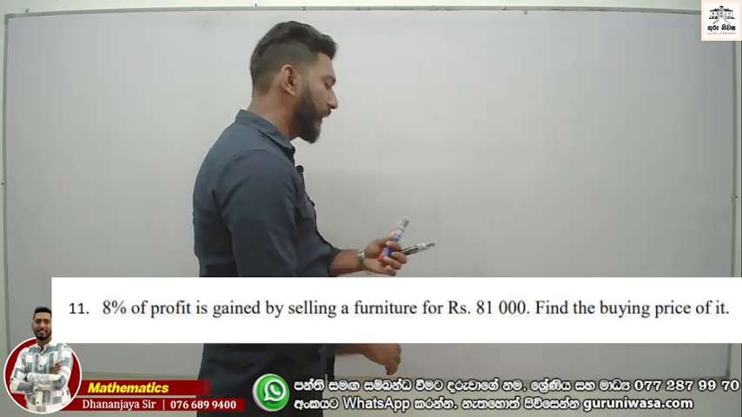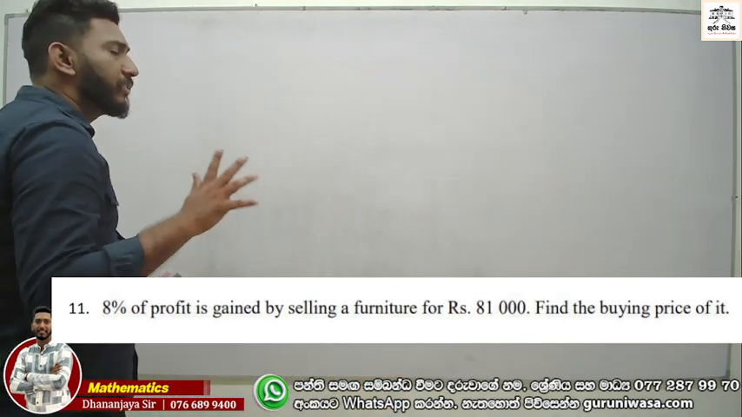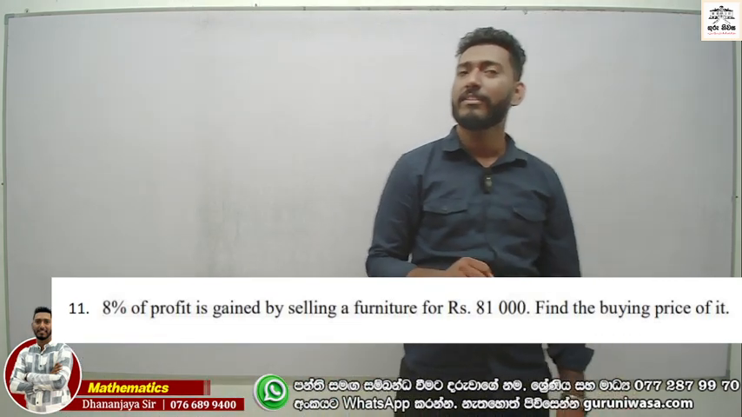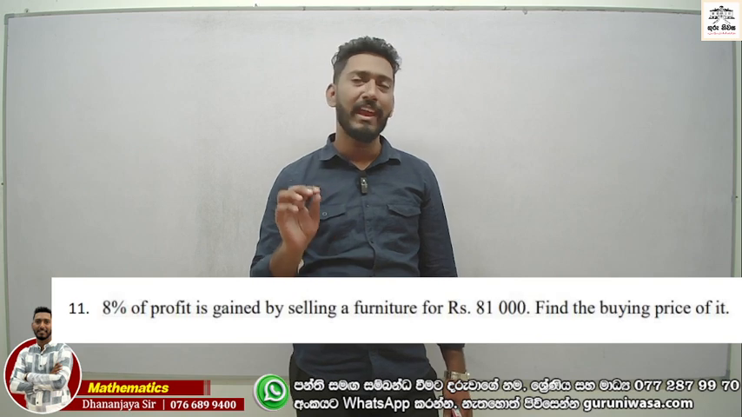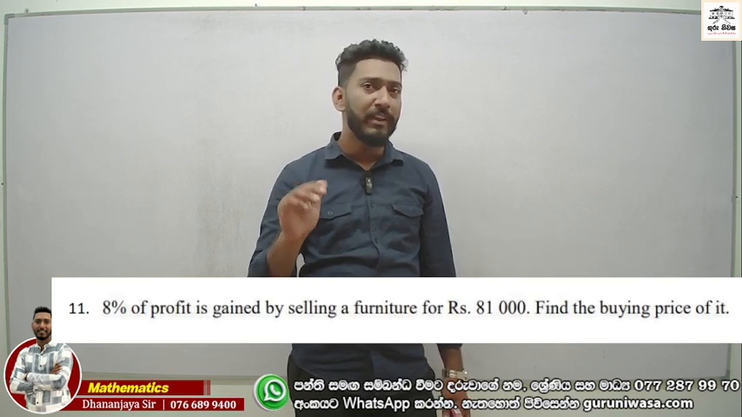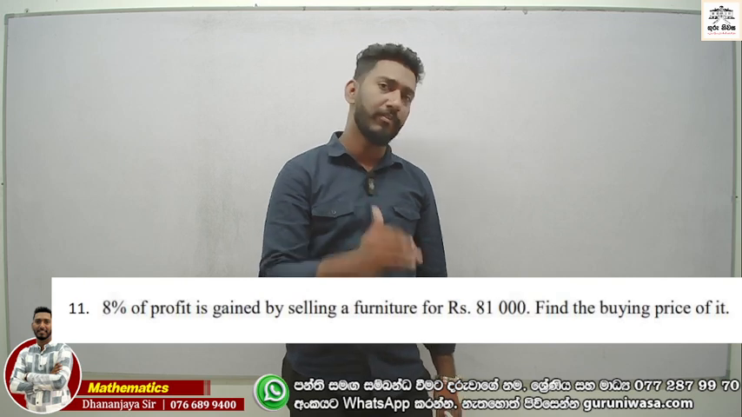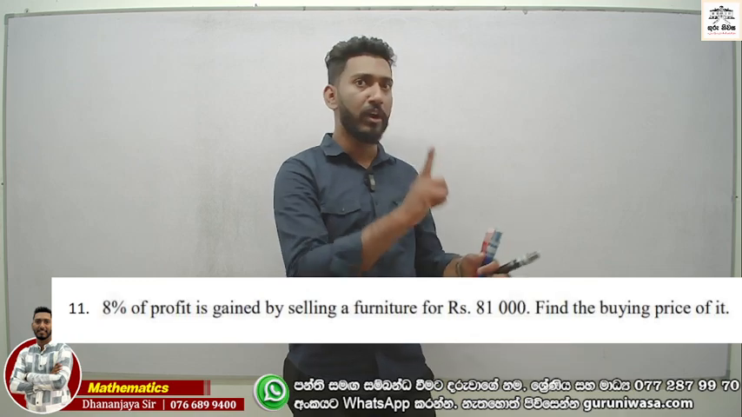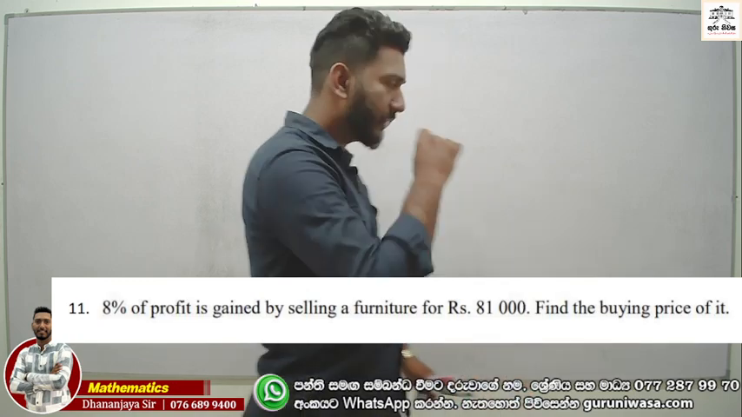Right. Now I'm going to explain. An 8% profit is gained by selling furniture for 81,000. Now tell me, 81,000 includes the profit. Profit එකත් එක්කනේ පුතේ. 81,000 කියලා කියන්නේ විකුණන ගන්න. That's a selling price. Now listen, right?